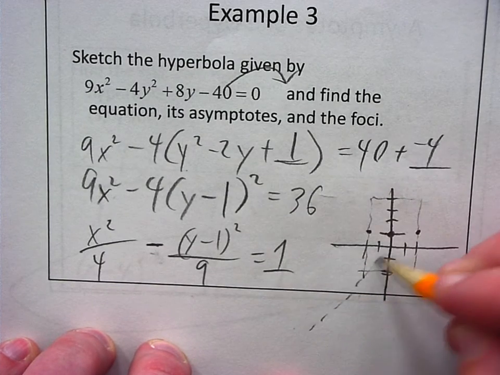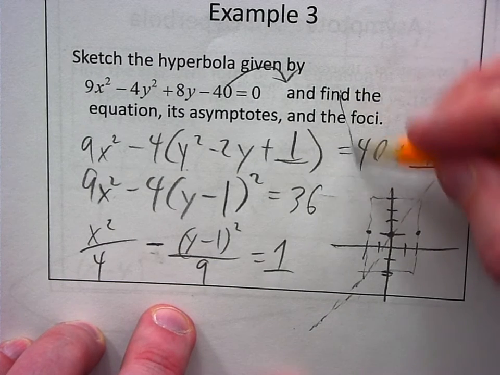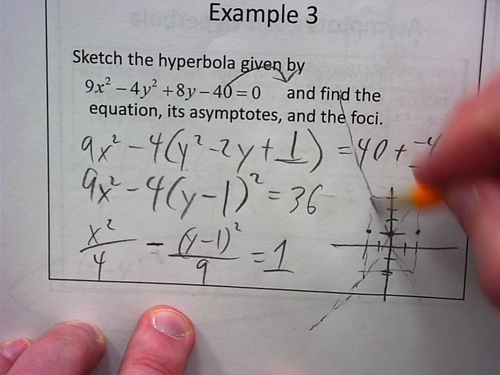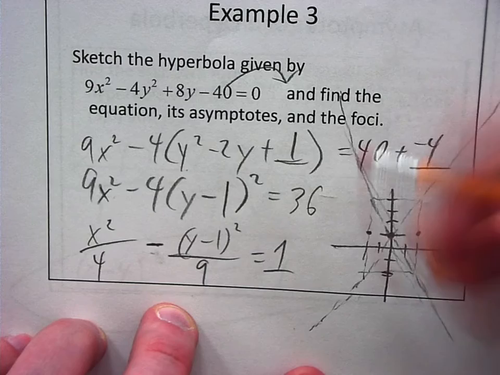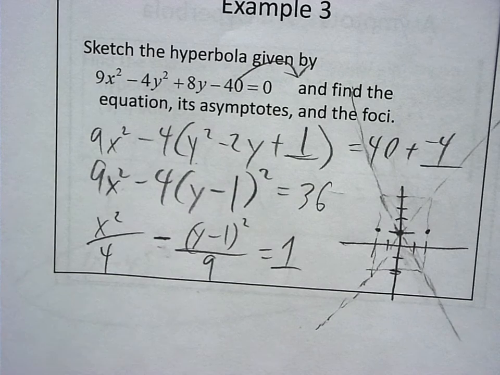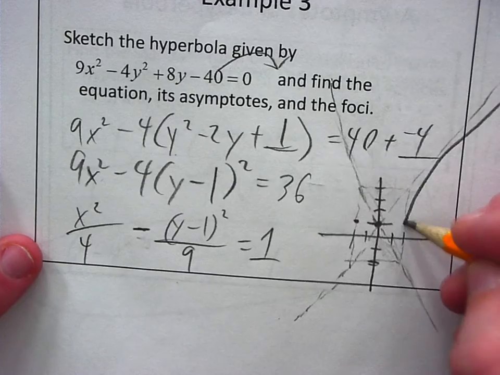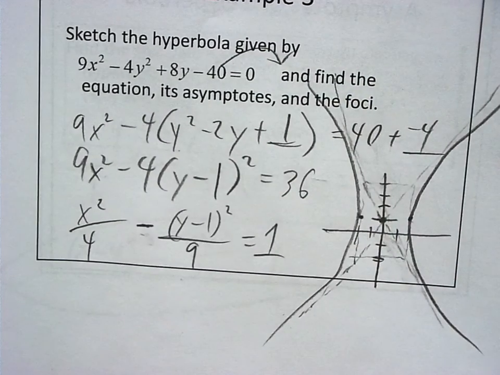What do I still need as far as the problem goes, though? Asymptotes and foci. Wow, that wasn't to scale at all. There. Pretend that's going through there. Anyway. Which way is this opening? Left and right. Okay.